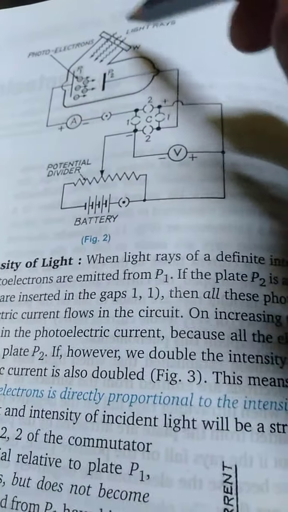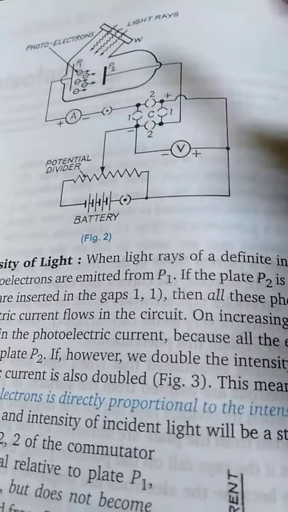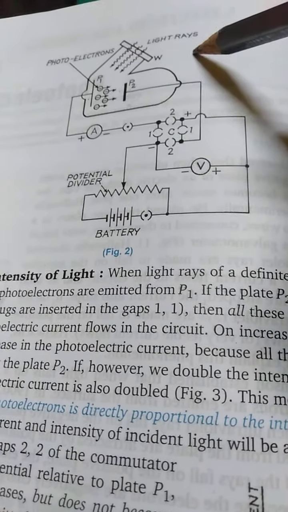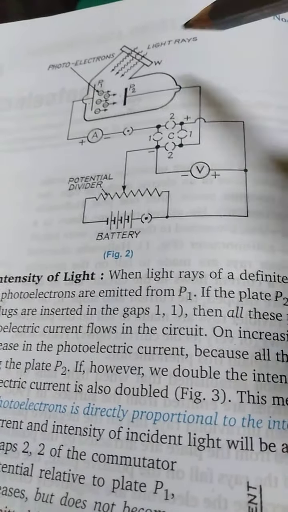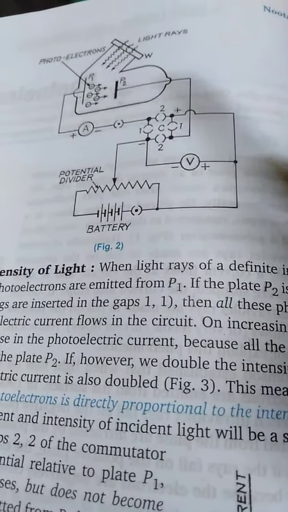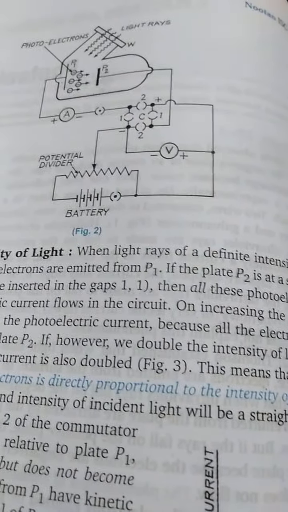Okay, because if you are at the stage of stopping potential, then even if you increase the intensity of light, there will be no change. Intensity will not make any change, but still, if we want photoelectron emission, then we have to increase the potential, and then the stopping potential will also increase. So this graph gives us the relation between intensity and current.